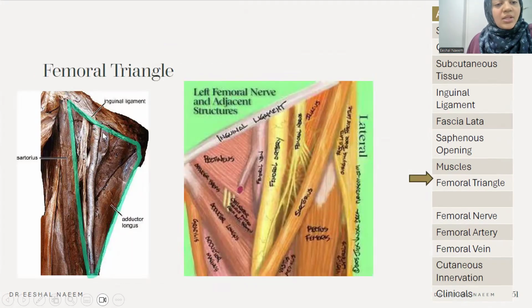Here you can also see that we have the inguinal ligament, the adductor longus, and the sartorius. Here the floor is formed by the pectineus and the iliacus and psoas major muscle. This is the artery. This is the nerve. This is the vein. These are some lymphatics.